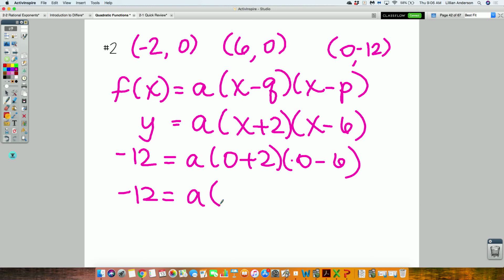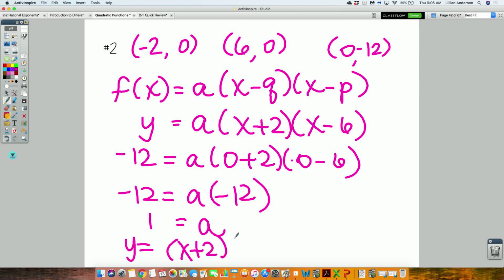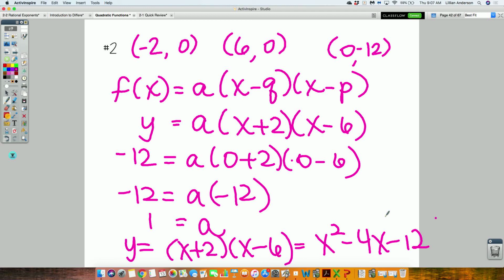That becomes 2 and a -6. When I multiply them together, that gives me a. So what's the value of a? 1. Again, no, they will not all be 1. So I have y equals (x plus 2)(x minus 6), because there's a 1 on the outside. To get in the standard form, I need to FOIL. When I FOIL that, x squared minus 4x minus 12.